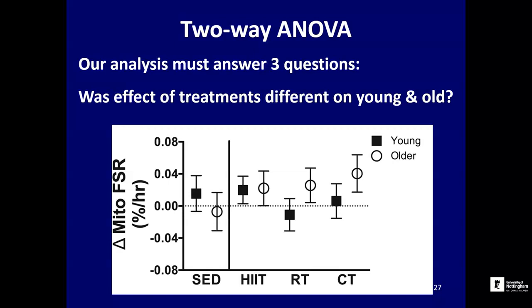What about that third question? Was the effect of the treatments different on young and old? So here we have to say, what's the effect on young people? Well, let's look at the filled squares. Filled squares are the younger people. The change in protein synthesis for them when you move from sedentary into high intensity exercise is very small, maybe a slight positive boost, but then it goes down a bit in the resistance training treatment, and it goes down a little bit in the combined treatment as well. So a bit variable, not very clear for young people.